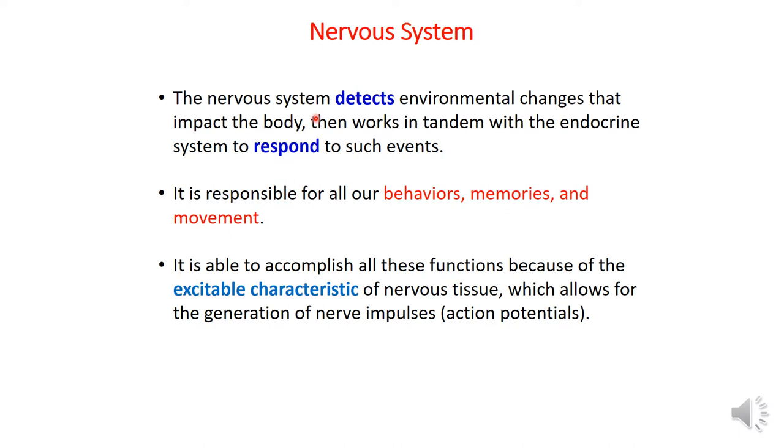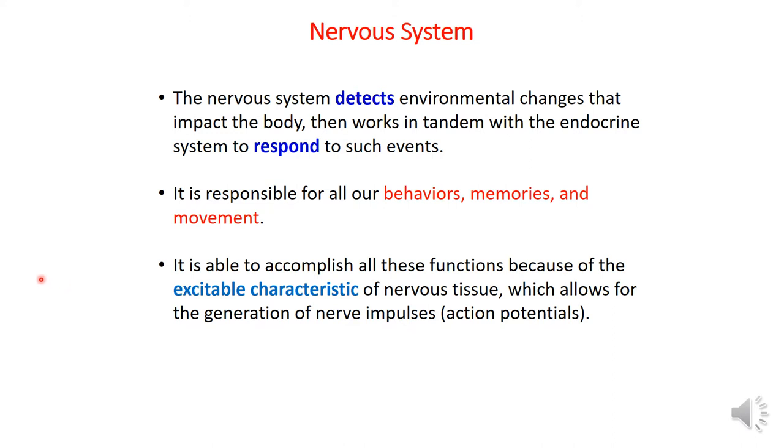Why can the nervous system detect changes and produce response, as well as production of movement, memories, and behavior? Because of the excitability of its neurons, because of the property of excitability. What is the meaning of excitability? Excitability means ability to respond. And the response of the nervous system is the production of nerve impulse.